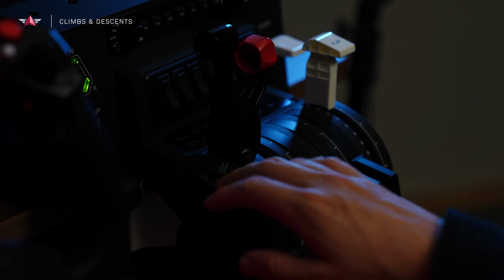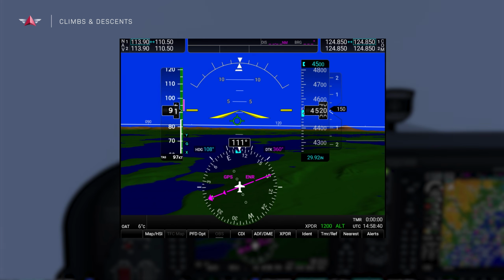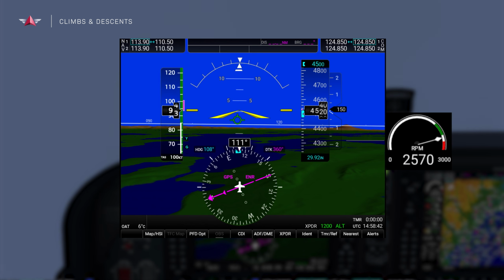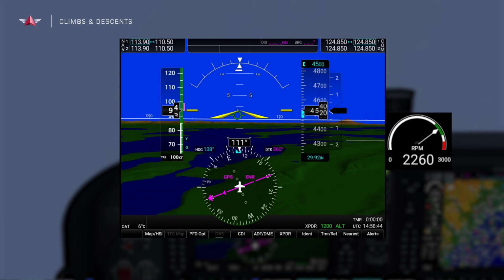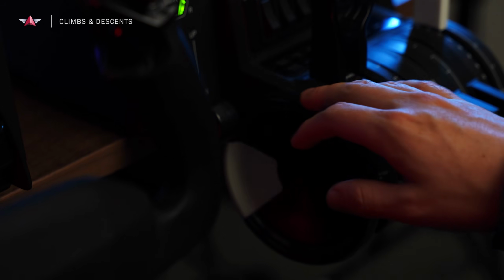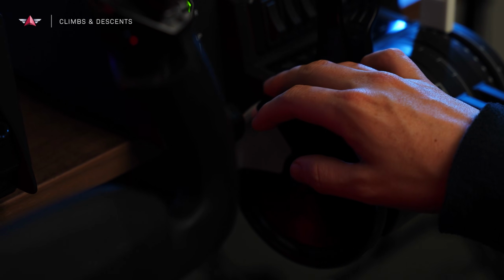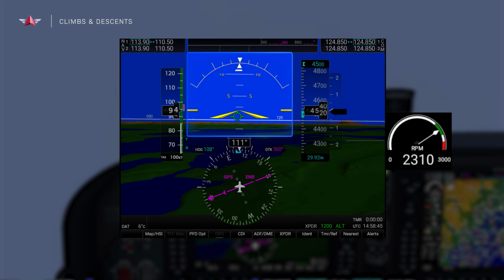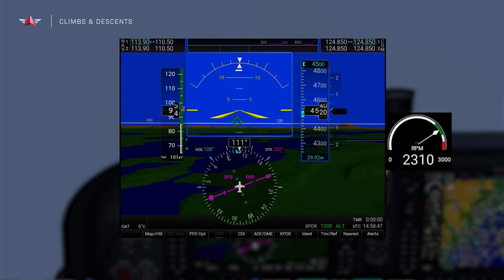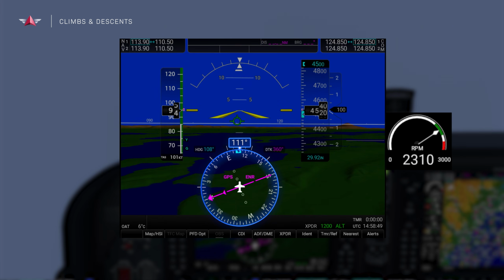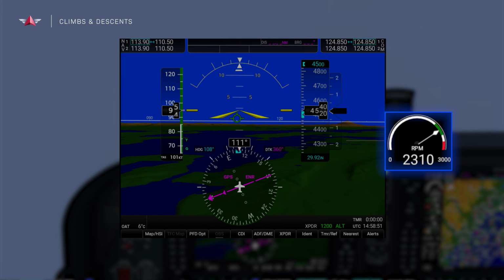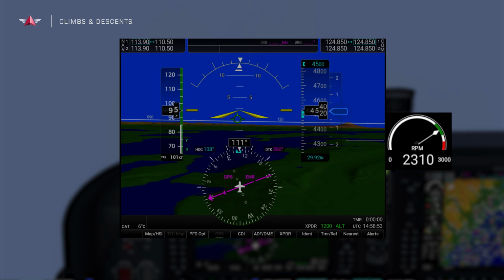Now we retrim. We let the airspeed build up to cruise speed, and then we reduce power to 2300 RPM. Again, we need a retrim due to the changed pitch tendency due to loss of slipstream. Nice job. Let's make sure it all looks good. On altitude, on heading, RPM is set, no vertical speed, we're back in level flight.